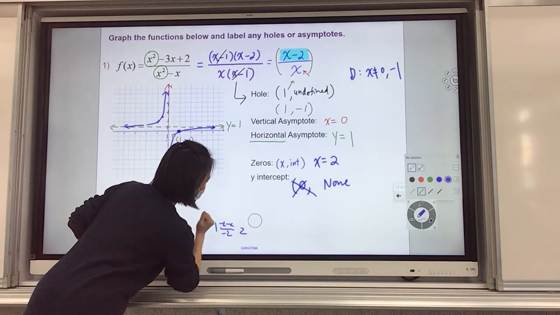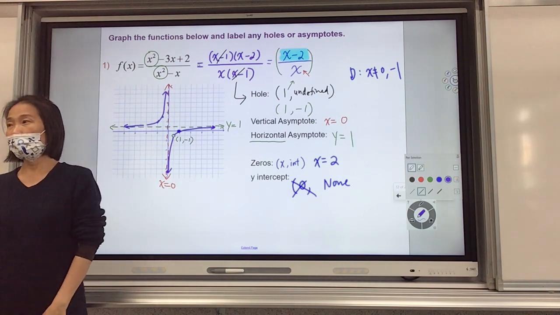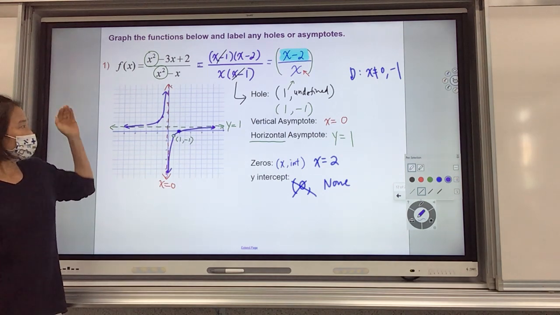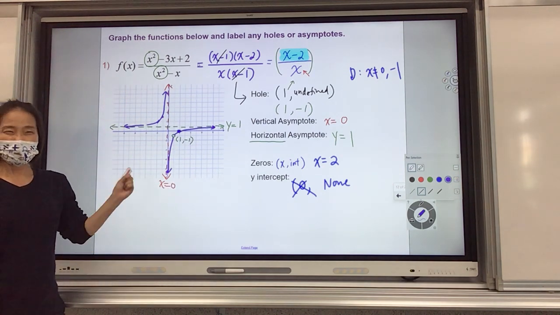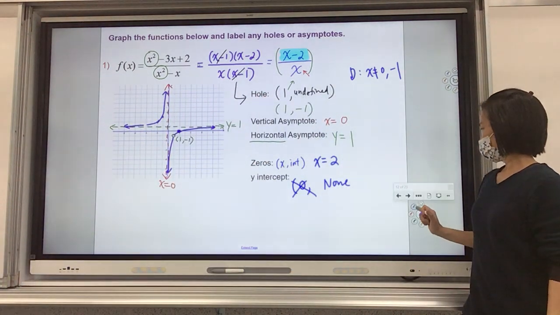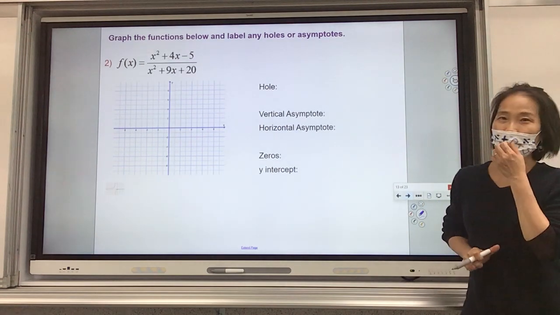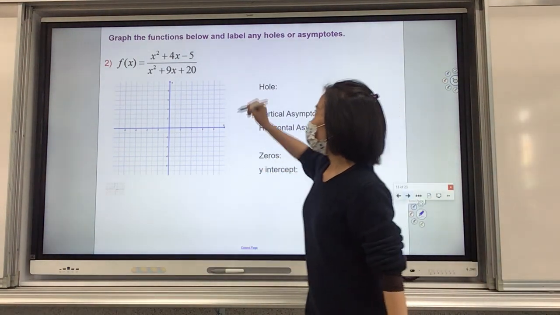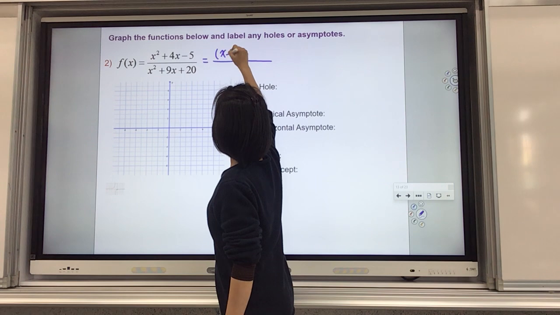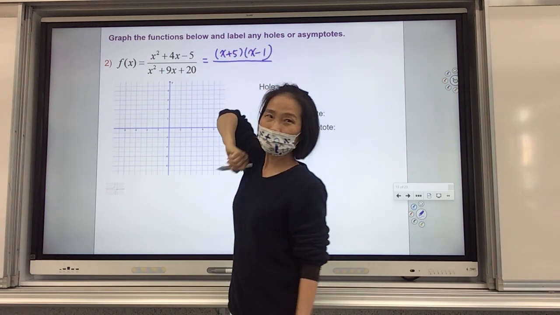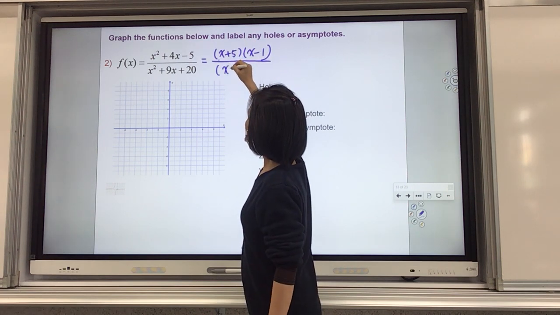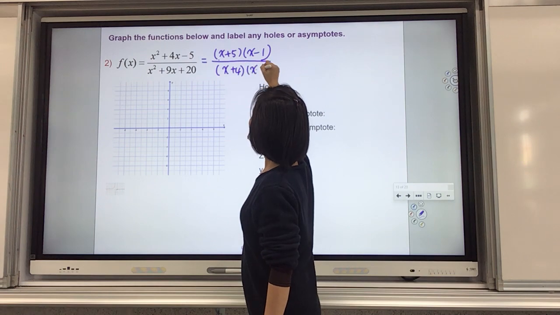All right. What I want to show you is I can create a sign diagram to see is y positive or negative. So I'm going to show you for the next graph, okay? Right here. Oh, let's do another one. Do another practice. When we factor the top, x plus 5, x minus 1, right? Denominator, oops, x plus 4, x plus 5.